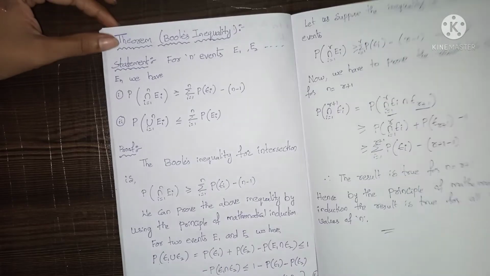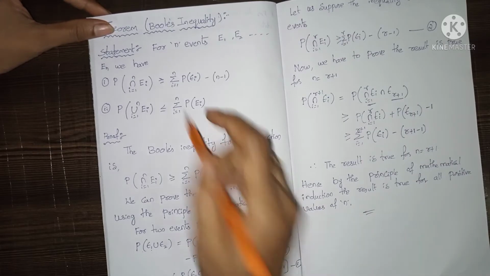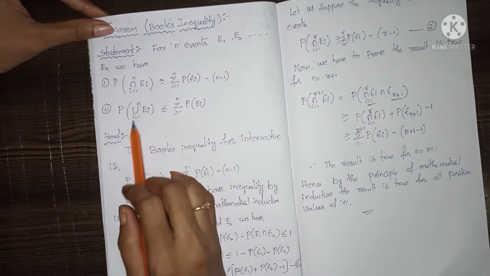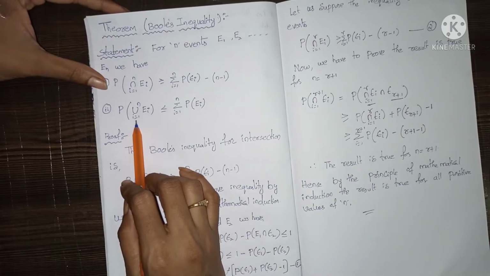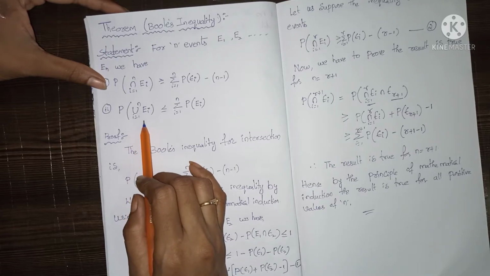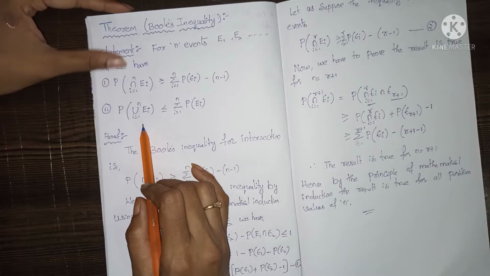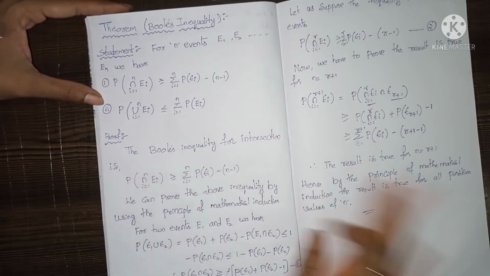So, the previous video was the continuation video, Boole's inequality. Now, I'm going to explain this one. This is called Boole's inequality for union, or else union of Boole's inequality. We can say anything. Now I'm going to explain this to you.